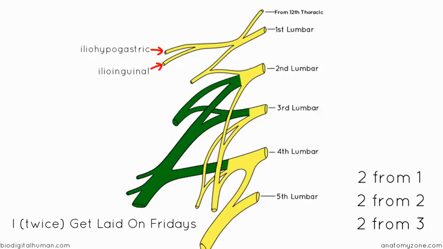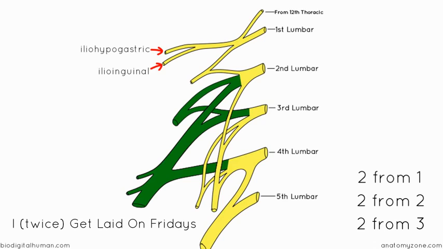So the way I remember that is that iliohypogastric has the word gastric in. Gastric refers to stomach, so the stomach is actually higher than the inguinal region, so the ilioinguinal nerve is inferior. So these 2 nerves come from 1 root, so they come from the L1 root. So that's 2 from 1.